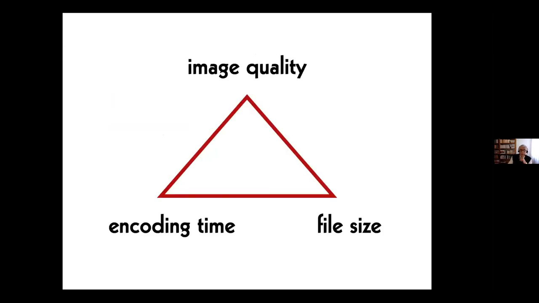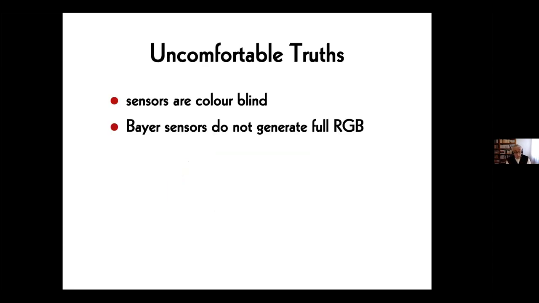This is the dilemma we are constantly facing. We wish the best image quality in the smallest file size at the shortest encoding time. In the real world, this is not possible, and we have to compromise on at least one of the parameters. I know the reality can be hard.